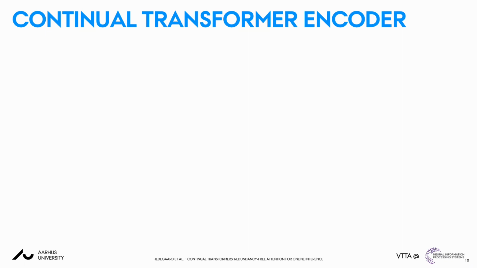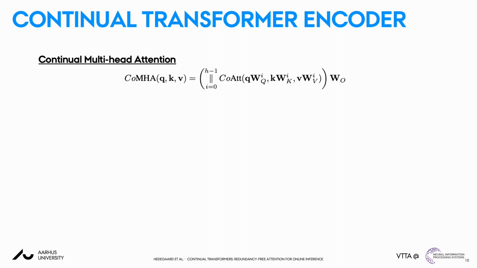Continual transformer encoders, which have the same computational correspondence relations as the scaled dot product attentions, are structured in a near identical manner to their non-continual counterparts. The continual multi-head attention is computed by concatenating the outputs of h continual attention heads for the current query, key, and value vectors, and then performing a per token linear projection using an output weight.